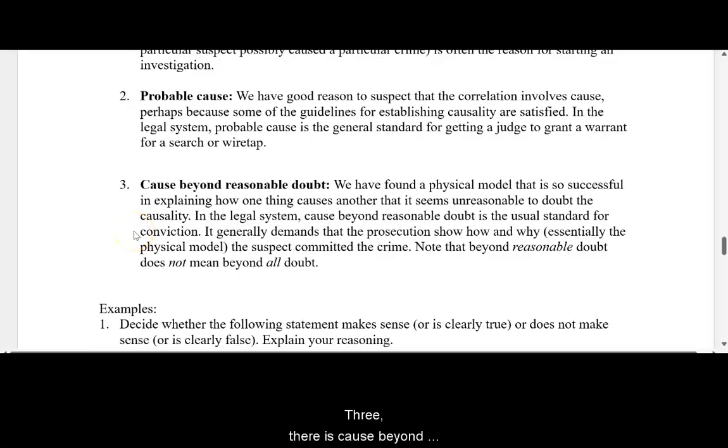And then 3, there is cause beyond reasonable doubt. So we found a physical model that is so successful in explaining how one thing causes another that it seems unreasonable to doubt the causality. In the legal system, cause beyond reasonable doubt is the usual standard for conviction. It generally demands that the prosecution shows how and why, so it tends to be the physical model we talked about, the suspect committed the crime. Note that beyond reasonable doubt does not mean beyond all doubt. So just a little note there.